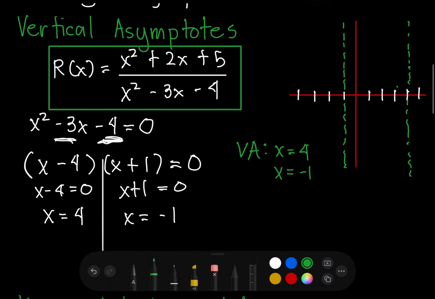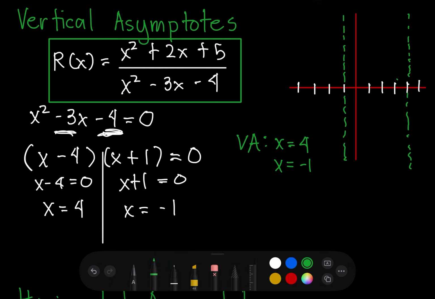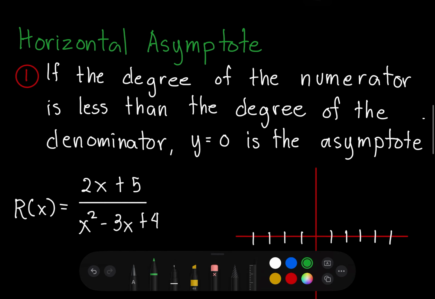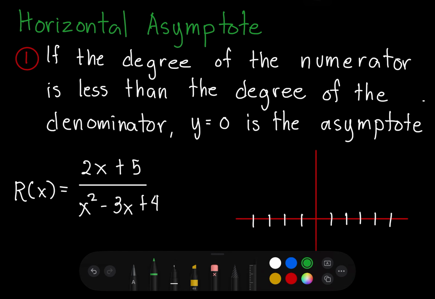Now, to find the vertical asymptote, ganun lang siya. Just find the illegal value for x or what would make our rational function be undefined. What are the values of x that would make our rational function be undefined? Now, let's go and finding the horizontal asymptotes. Now, in this horizontal asymptote, we just have 3 rules. But in this case, let's have the first one.